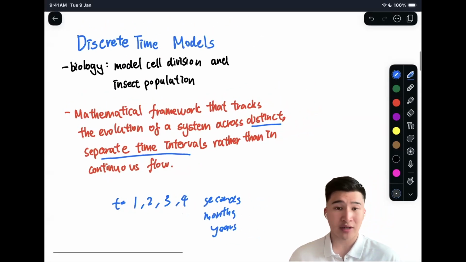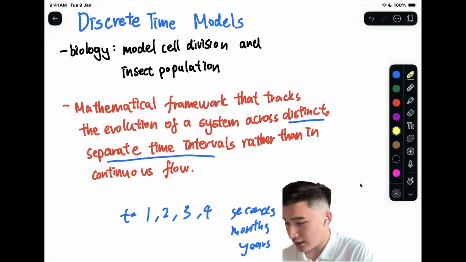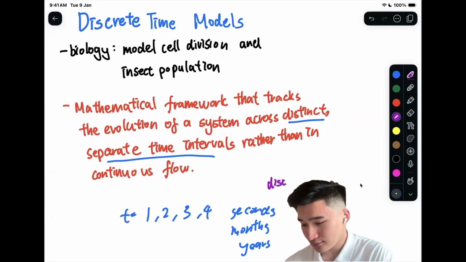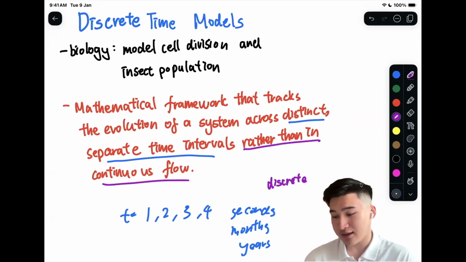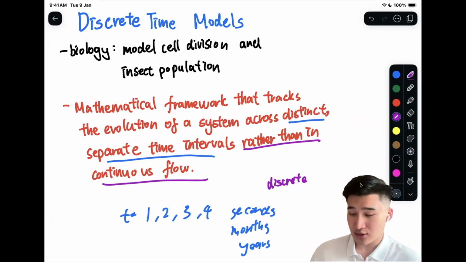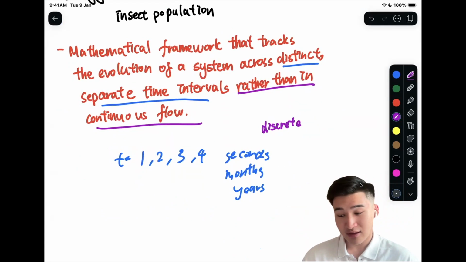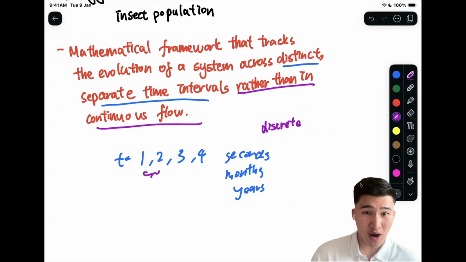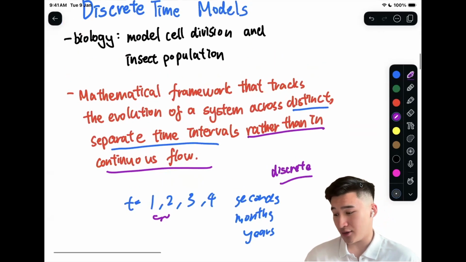So just like what we mentioned in our recursive sequence video in the past, it is what we called discrete, rather than a continuous flow. So discrete would be something like 1, 2, 3, 4. Continuous, you can have something in between. It could be 1.1, 1.5, 1.6, even an irrational number. But we don't have that within a discrete time model, which is a discrete model.